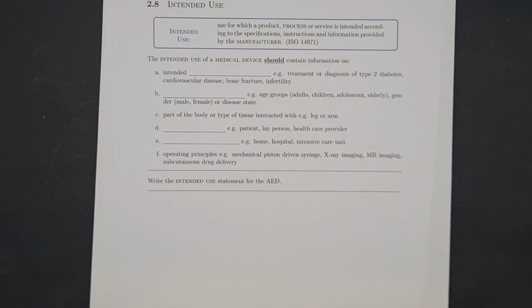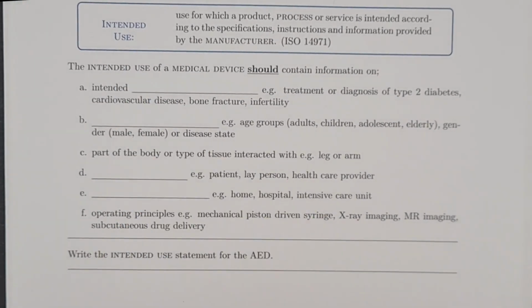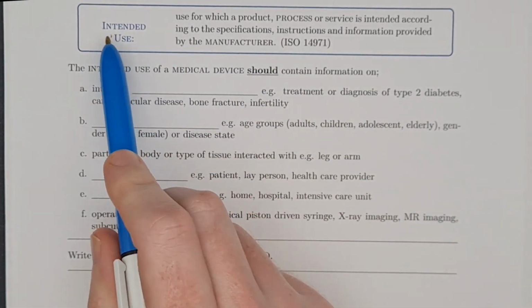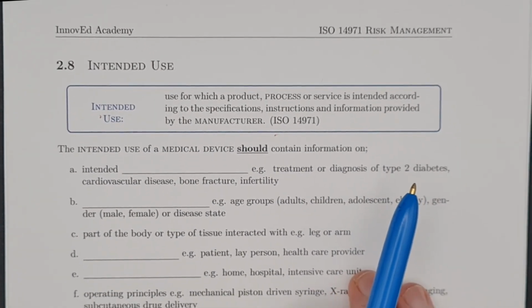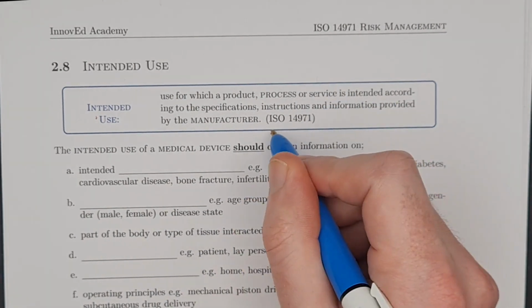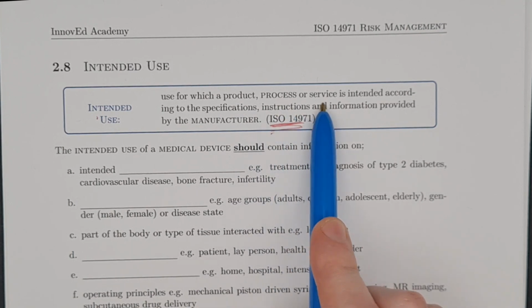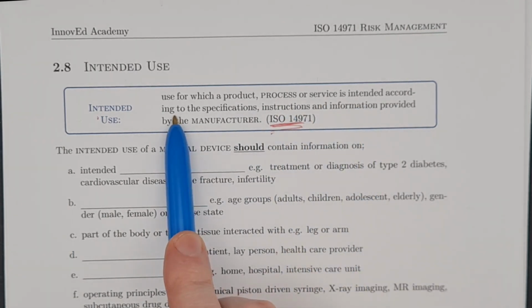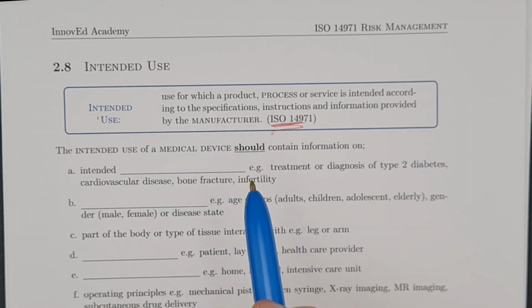The next thing that we're going to look at here is the intended use statement. The intended use, again, is another defined term in ISO 14971, but it's also a common thing from systems engineering where you give each system an intended purpose. ISO 14971 defines intended use as the use for which a product, process, or service is intended according to the specifications, instructions, and information provided by the manufacturer.